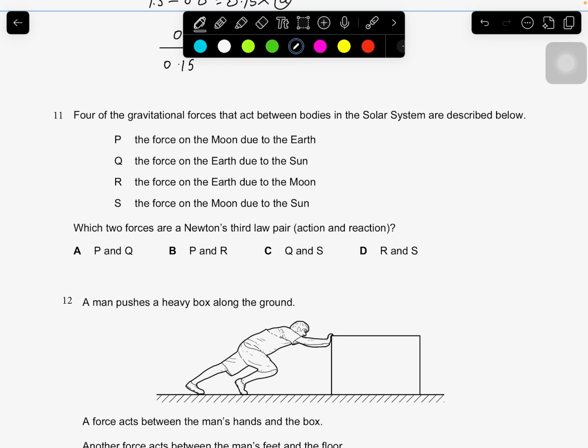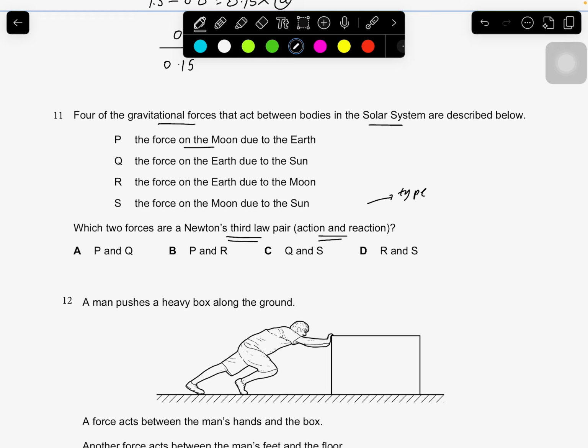Four of the gravitational forces that act between bodies in the solar system are described below. Which two forces are Newton's third law pair, action and reaction? Remember, guys, action and reaction forces have to be the same type of forces. So if you have weight, the other one has to be weight as well. So, force on the moon due to Earth.